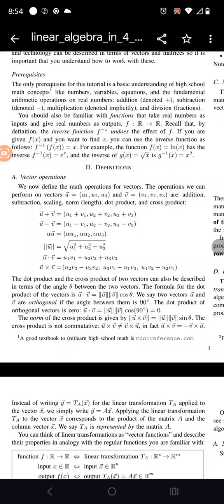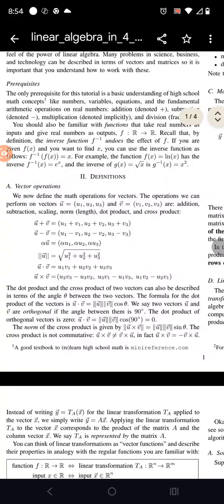The norm of the cross product is given by the magnitude of u cross v equals magnitude of u times magnitude of v times sine theta. The cross product is not commutative, so u cross v is not equal to v cross u. In fact, u cross v equals minus v cross u.